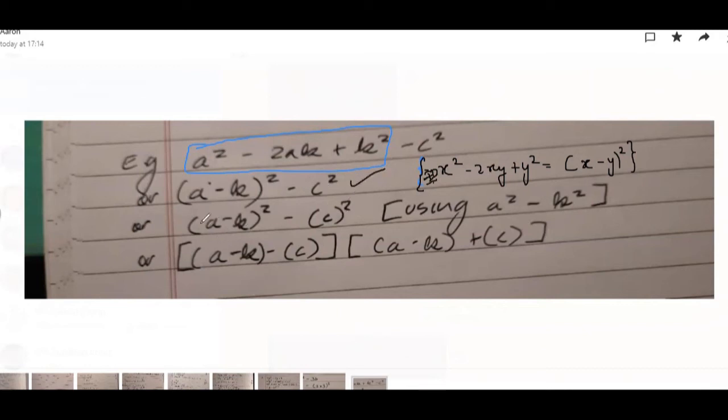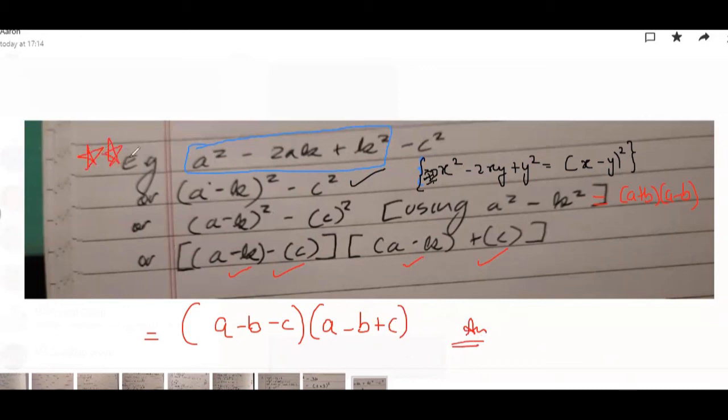Now, if you pay attention, a minus b whole square minus c square. So this part becomes a square minus b square identity. A square minus b square equals a plus b, a minus b. So a plus b, a minus b. My final answer would be a minus b minus c, a minus b plus c is the final answer. Very, very important question from an exam point of view.